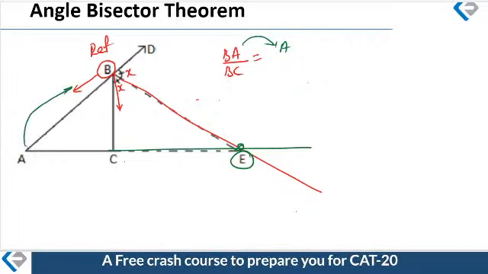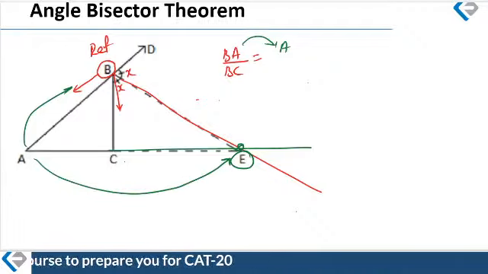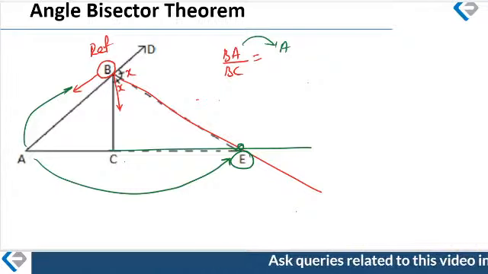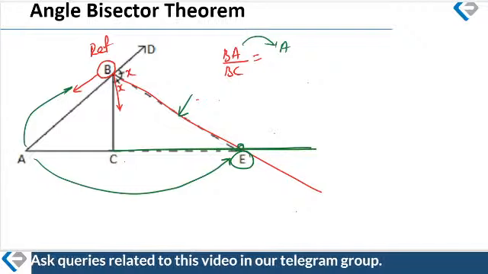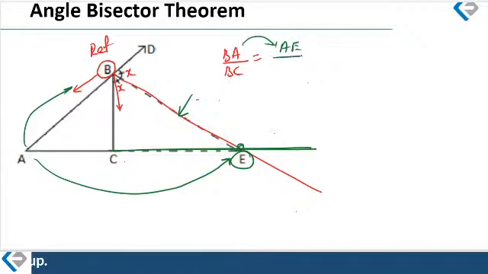From A, should I go back to B, or should I go back to another side? Yes, you got to travel from A to that particular point where the angle bisector has bisected the extended line. This is the line of angle bisector. It has bisected the extended line AC there. So therefore, AE divided by what?